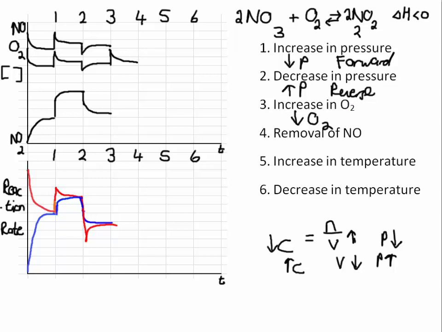And we see a gradual decrease in O2, which means a gradual decrease in NO, and therefore a gradual increase in NO2. We go and have a look at our reaction rate for the third one.